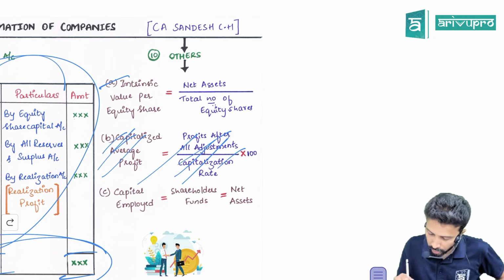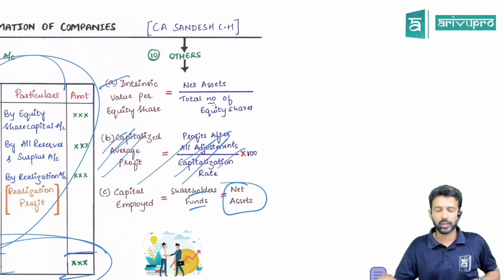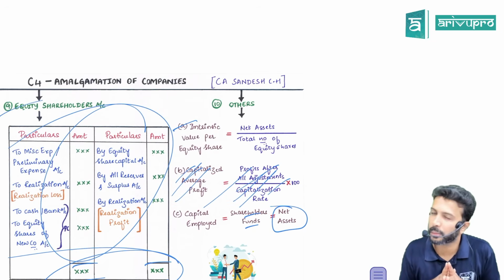Capital employed, you already know. Capital employed is nothing but your shareholders' funds, also known as net assets. That was your quick revision relating to amalgamation of companies. Thank you.